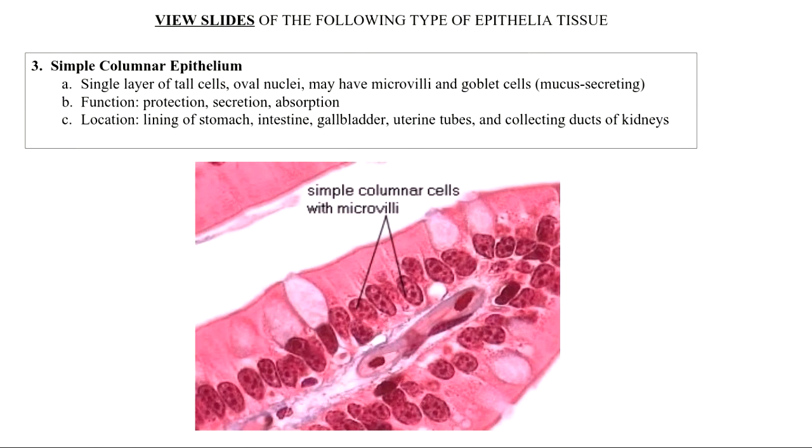One thing that's also distinctive about simple columnar epithelium is they oftentimes have microvilli across the top, which is like a thin bar across the top. But oftentimes, especially in digestive areas, you'll see what are called goblet cells. Those cells secrete mucus. But again, for our purposes, you need to visually identify it as well as give one function and one location.